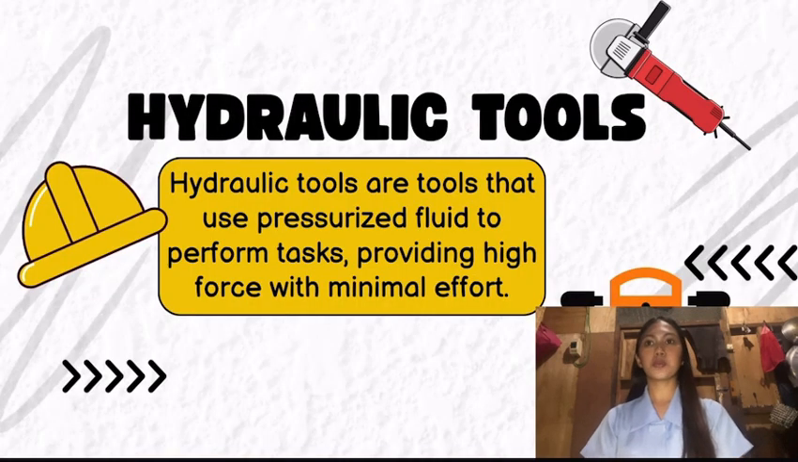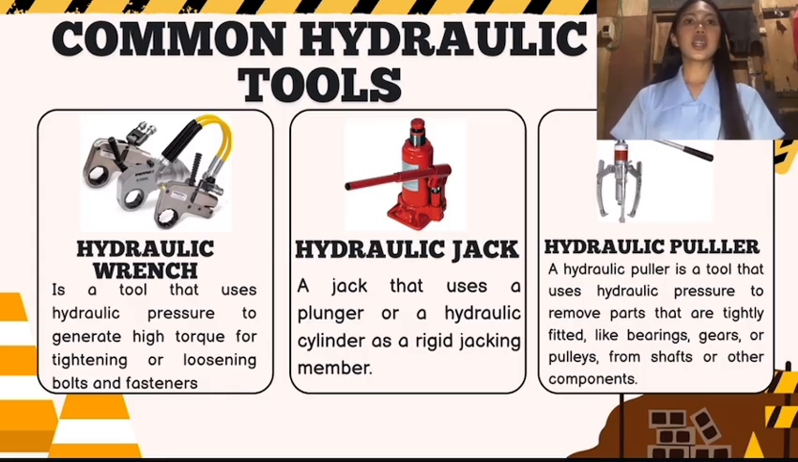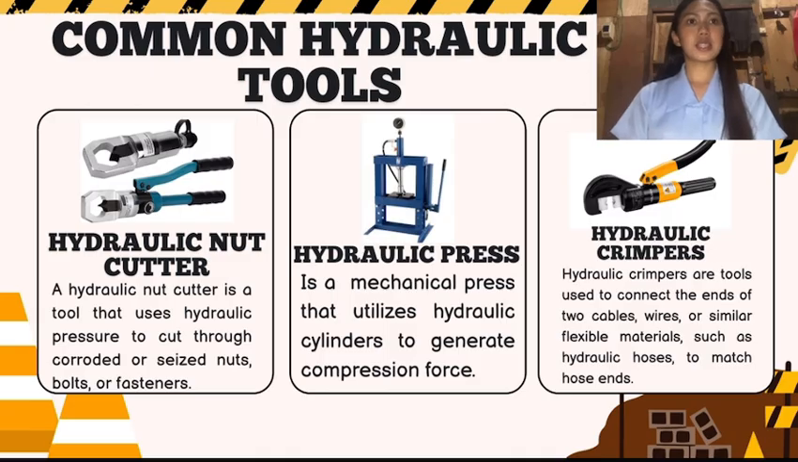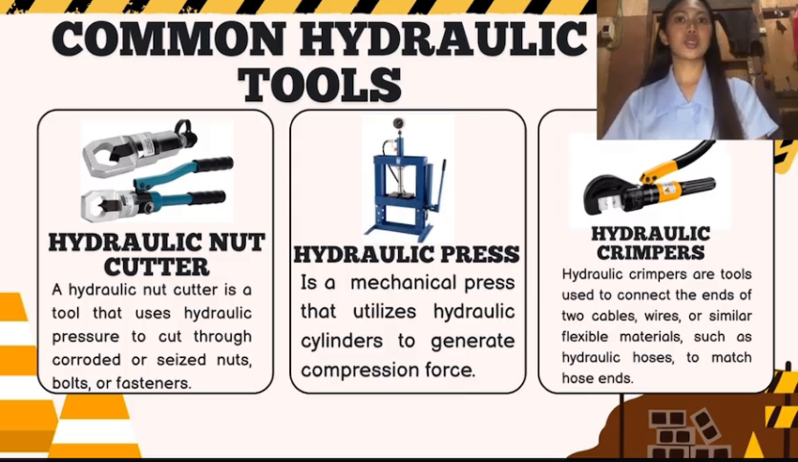Hydraulic tools use pressurized fluid to produce strong force, making heavy tasks easier to perform. There are three common hydraulic tools. The first is hydraulic nut cutters, then hydraulic press, and hydraulic crimpers. Hydraulic nut cutters is a tool that uses hydraulic pressure to cut through corroded or seized nuts, bolts, and fasteners.